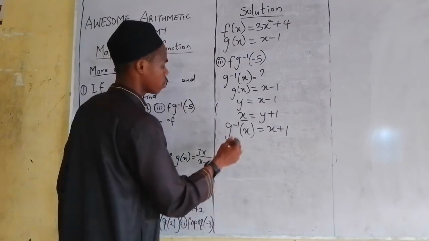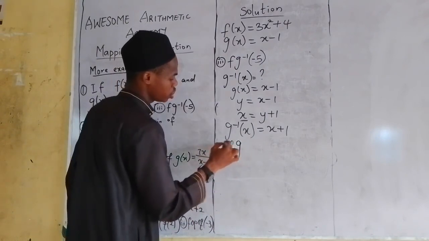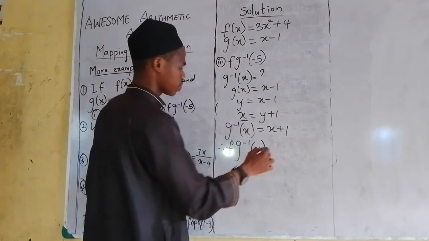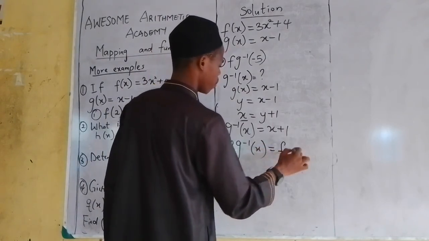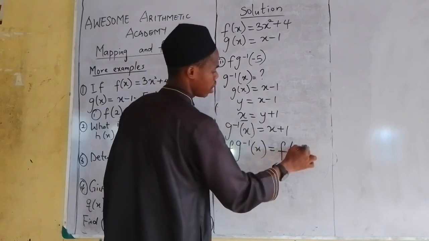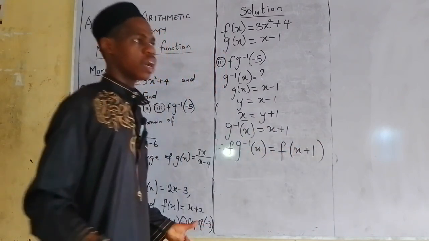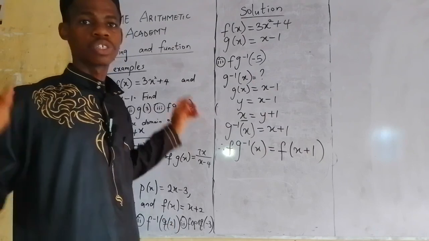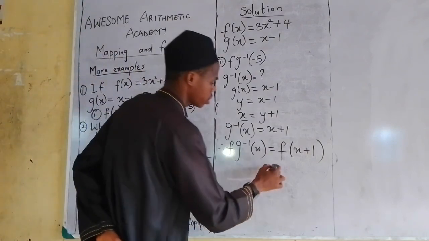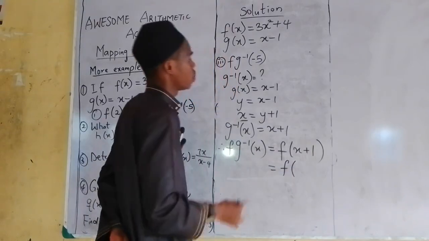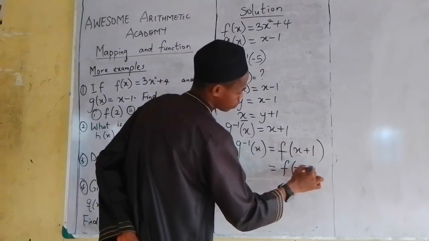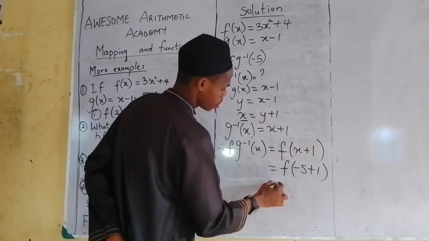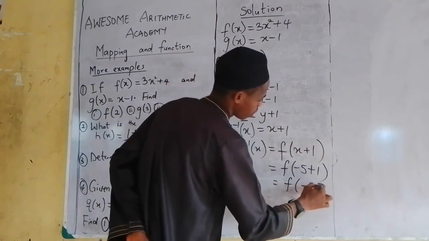So what I'm working with now is fg inverse of x. Fg inverse of x means what? F of what is the inverse of x? x plus 1. And now I can put the value that was given, which is minus 5, to solve my answer to the question. That will be f of minus 5 plus 1. So what is minus 5 plus 1? That will be minus 4.